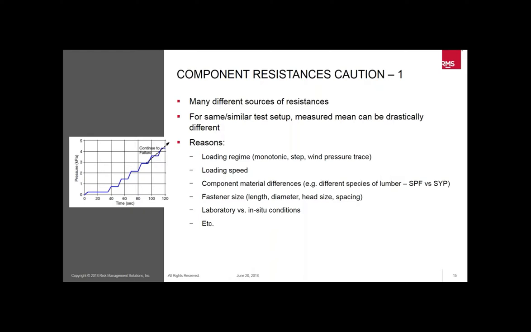Then there are the actual component material differences. A lot of my research in grad school was on wood framed houses, and one of the things that we found was that differences in the species of lumber can make a big difference. If you have, say, spruce pine fir versus southern yellow pine, the density is quite different. Southern yellow pine is more dense, and so it actually can hold the nails in the lumber better than spruce pine fir. So those differences sometimes are not quite as obvious when you first look at different test reports.